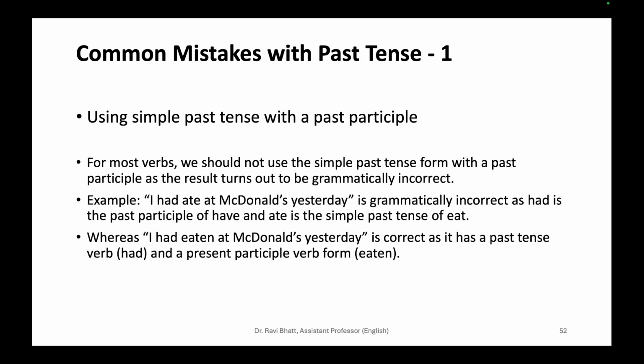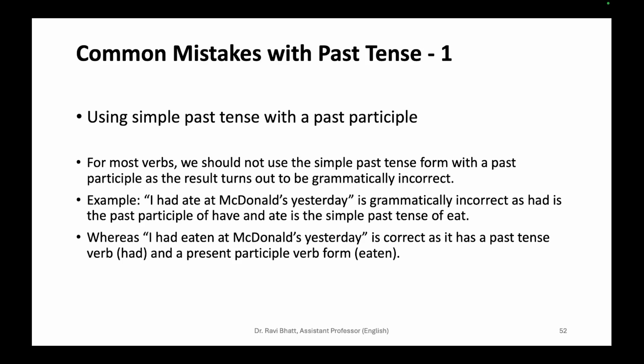Point number one, using simple past tense with the past participle. For most verbs, we should not use the simple past tense form with the past participle, as the result turns out to be grammatically incorrect. Okay. For example, I had ate at McDonald's yesterday is grammatically incorrect, as had is the past participle of have and ate is the simple past of eat. Okay. So I had ate at McDonald's yesterday. No, I had eaten. Okay.